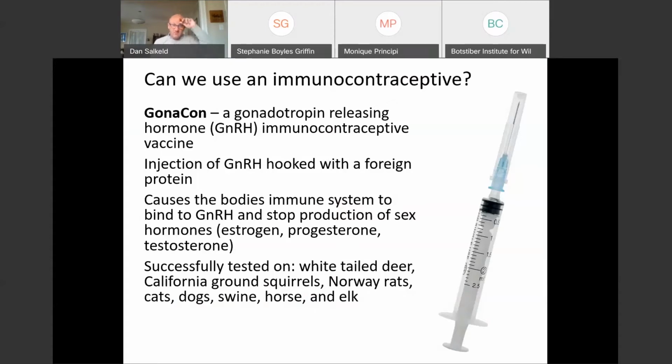So the immunocontraceptive that we adopted and tested was GonaCon, which is a gonadotropin-releasing hormone. And essentially what it does is interfere with the reproductive hormone cascade. So it stops animals from actually entering the breeding cycle and reproducing. It's been successfully used previously on other species like white-tailed deer, California ground squirrels, Norway rats, etc. And lab studies have shown that it doesn't seem to have a huge impact upon the health of the prairie dogs. And so it looks like it might be a good way to manage prairie dog populations sustainably.